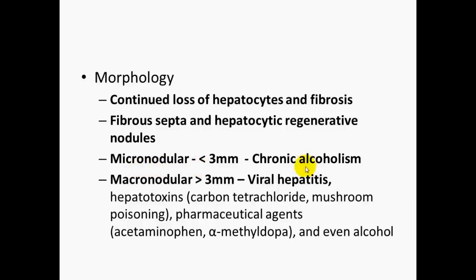Chronic alcoholism, alcoholic hepatitis, will have a micronodular cirrhosis more commonly. It's not a rule, but most cases of chronic alcoholism will have a micronodular type of cirrhosis, and most cases of viral hepatitis may have a macronodular type of cirrhosis. Along with that, hepatotoxins like CCl4, mushroom poisoning, a lot of pharmaceutical agents, acetaminophen, alpha-methyldopa, and even alcohol in some cases may lead to a macronodular type of cirrhosis.